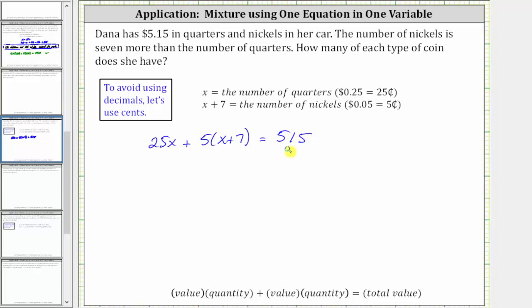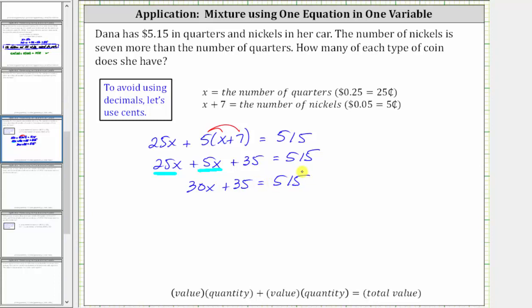The first step is to clear the parentheses on the left by distributing 5. We have 25x, and now distributing, 5 times x is 5x, giving us plus 5x, and then 5 times 7 is 35, giving us plus 35, is equal to 515. The next step is to combine like terms on the left side. 25x plus 5x is 30x, giving us 30x plus 35 equals 515.